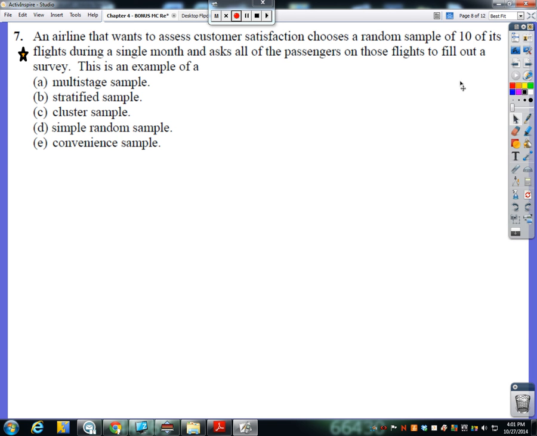Chooses a random sample of 10 of its flights during a single month and asks all of the passengers on those flights to fill out a survey. This is an example of a multi-stage, stratified, cluster, simple random, or convenience sample? Well, it's definitely not a convenience sample because they did randomly select 10 of the flights in a single month.